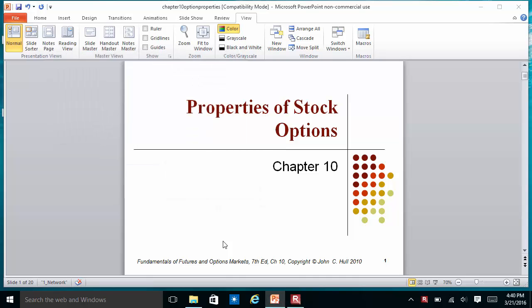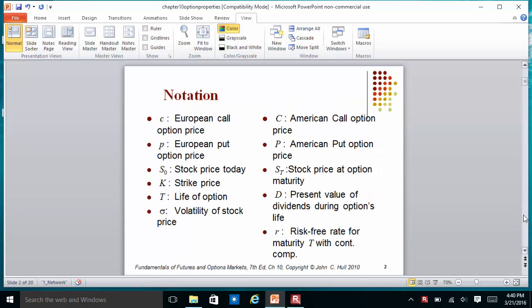Hello, today we will talk about the properties of stock options. In the last class we talked about the options market in general. I think they have some notation, perhaps it makes it a little more confusing than it needs to be.